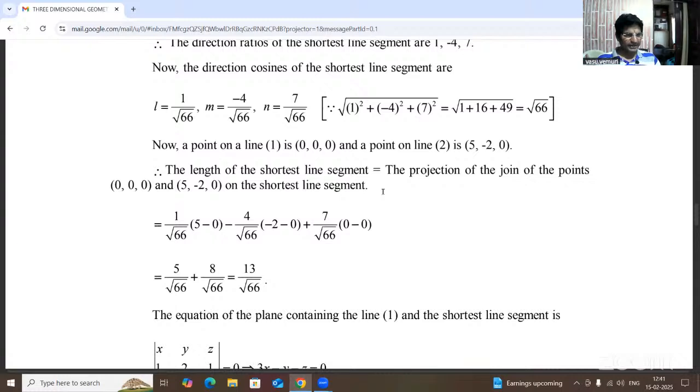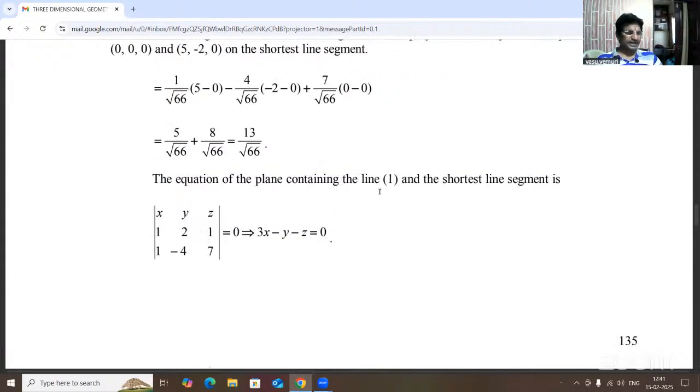Now a point on the first line is the origin, and a point on the second line is 5, minus 2, 0. So for the projection of the line joining these points, the first line's point is the origin and the second line's point is 5, minus 2, 0. So l of (x2 minus x1) plus m of (y2 minus y1) plus n of (z2 minus z1), we get the distance 13 by root 66.